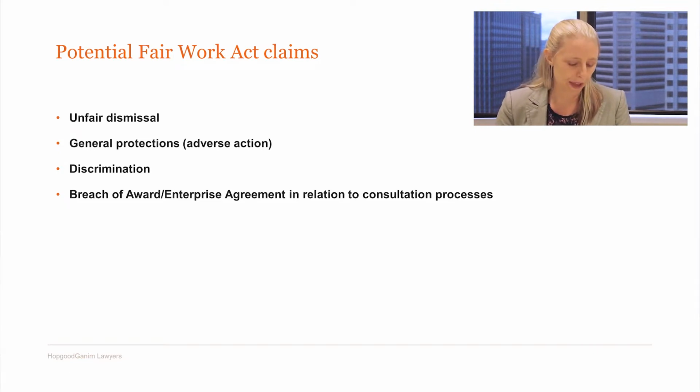The third type of claim is a discrimination claim, which is similar to the one before, basically that they've been chosen for the redundancy because of some kind of attribute that they have. So again, the sex, the age, race, anything like that. And then lastly, the other type of claim which I've got written there on our slides is a breach of an award or an enterprise agreement in relation to consultation processes. So this is usually tacked on to a different type of claim. Most employees don't make purely just this type of claim. But basically, because awards and enterprise agreements have these requirements to consult, if an employer doesn't consult, then they may be up for some kind of civil penalties.